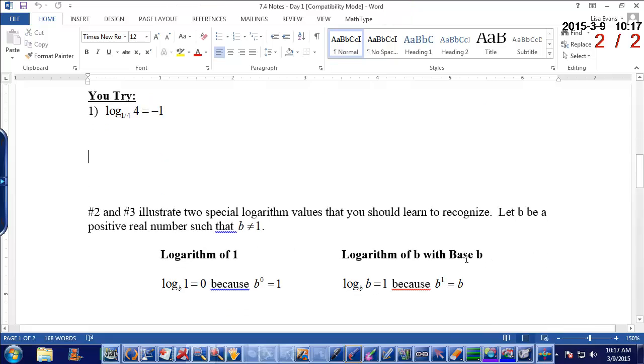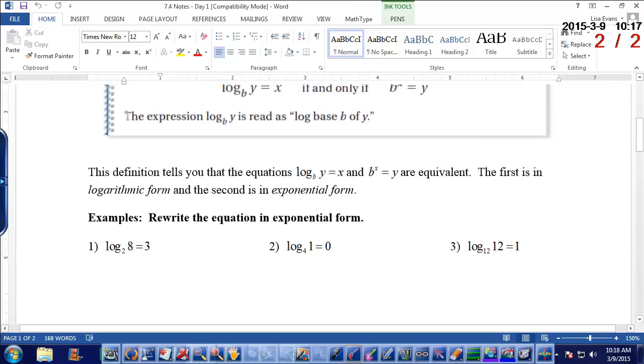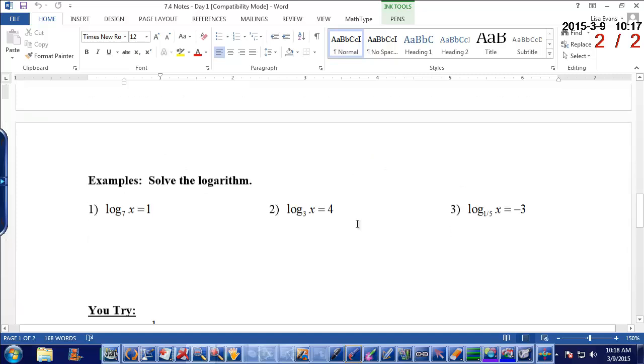Okay, welcome back. Numbers 2 and 3 above illustrate 2 special logarithm values that you should learn to recognize. Let b be a positive real number such that b is not equal to 1. So when I see this, log base b of 1 equals 0, because b to the 0 equals 1. Log base b of b equals 1 because b to the first equals b. Makes sense, right? That's exactly what I had in examples 2 and 3.